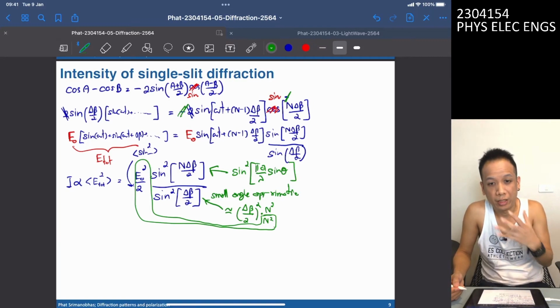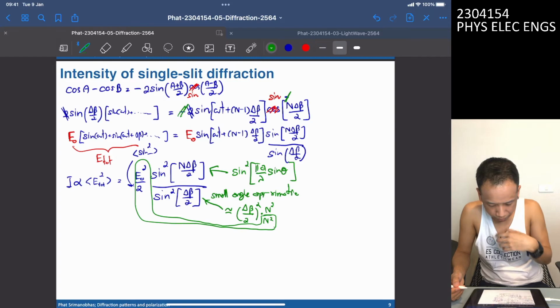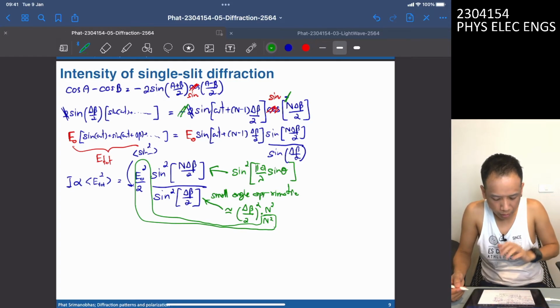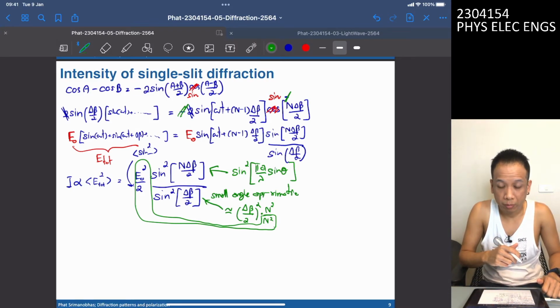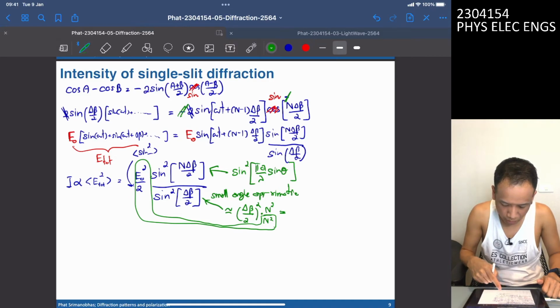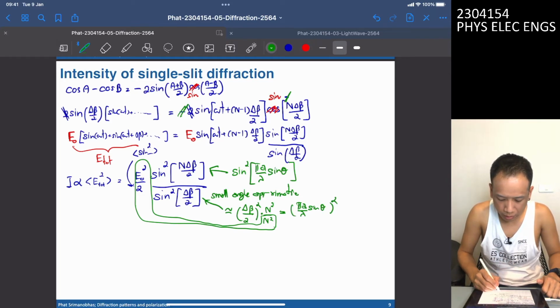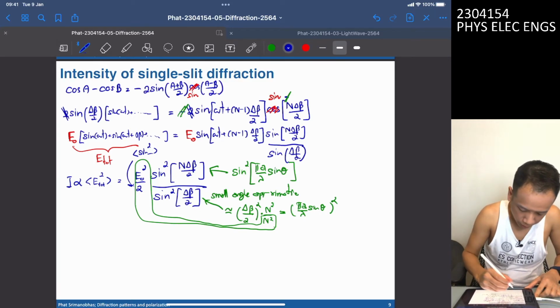Now you see that the amplitude is going to start to increase. But we don't need to care about that because we can absorb it into the maximum. Then the denominator becomes pi a over lambda sine theta squared, because you get n delta beta over 2, so this is the same here. So finally, this is what you will get.